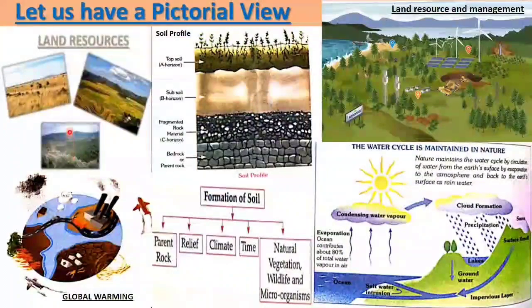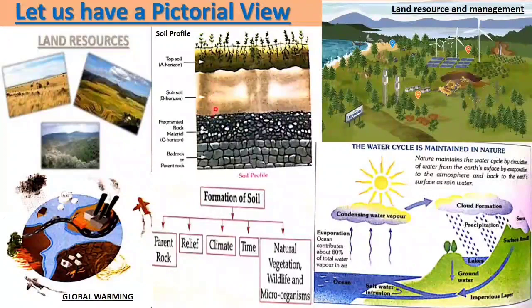So, children, I hope you have understood the chapter clearly. Now, let's have a look at the pictures related to the topic that we have covered in the chapter. The first picture is of land resource, which provides shelter to the living and non-living resources. The second picture is of the soil profile. It is formed by the rocks and organic matter.